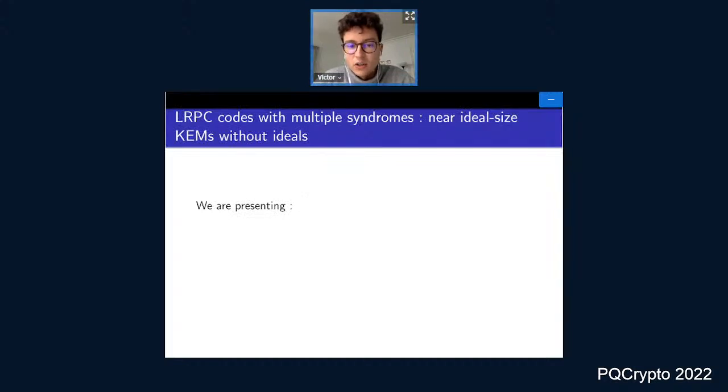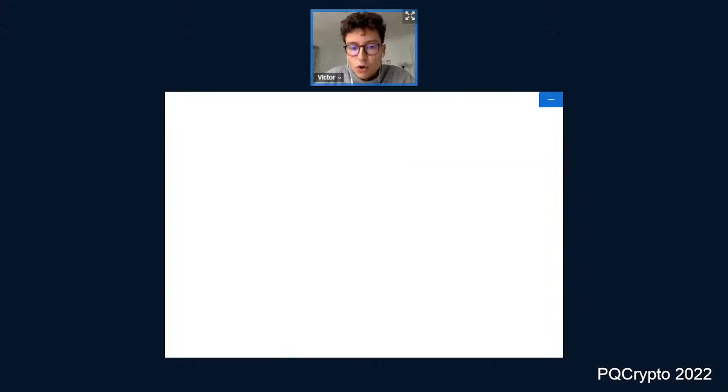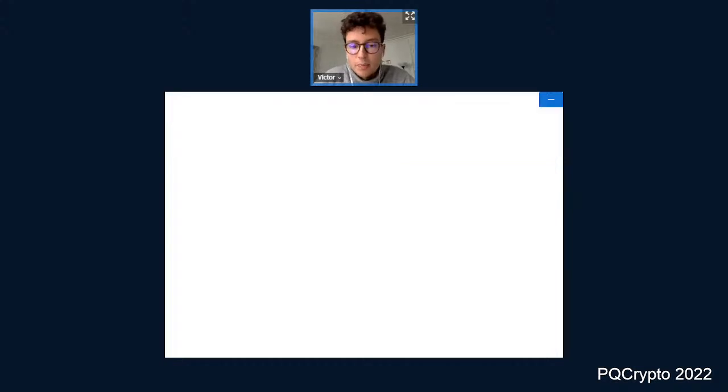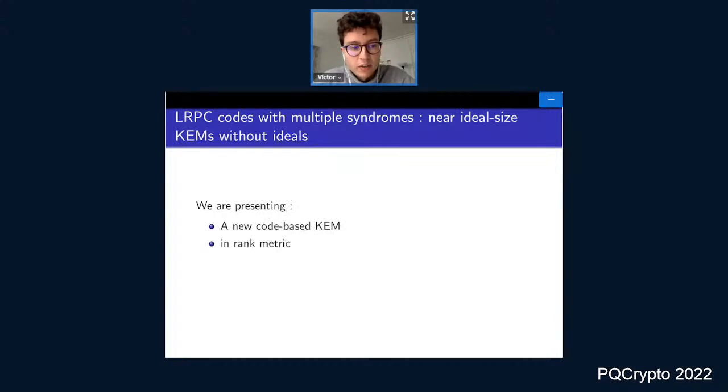So behind this quite long title, I'm going to present to you a new code-based key encapsulation mechanism in a rank metric, which is a different metric than the Hamming metric, which has interesting properties, in which you see the distance as the rank of a certain matrix.